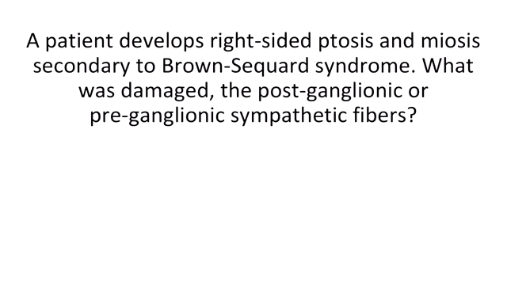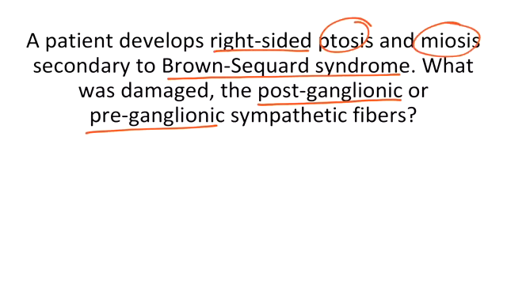Let's say a patient develops right-sided ptosis and meiosis. This is on the right side. And this is secondary to Brown-Séquard syndrome. What was damaged, the postganglionic or the preganglionic sympathetic fibers? So this patient has Horner syndrome because they have ptosis and meiosis. So right-sided Horner syndrome. So is it the postganglionic or the preganglionic fibers that are the culprit?